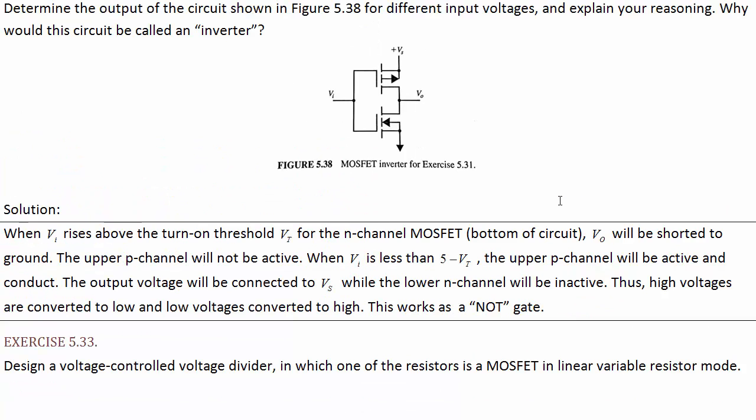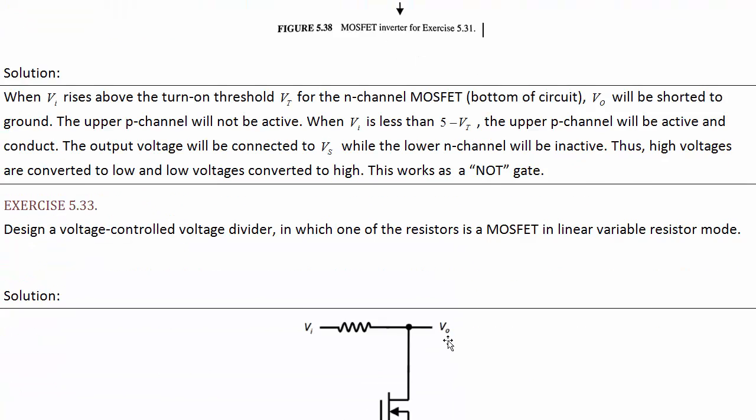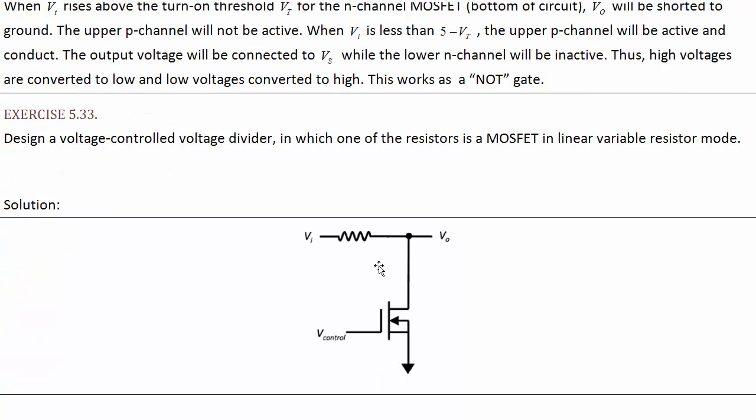Okay, design a voltage-controlled voltage divider that uses one of the resistors as a MOSFET in linear variable resistor mode. Not too much to this, just put a MOSFET as one of the resistors in a voltage divider.